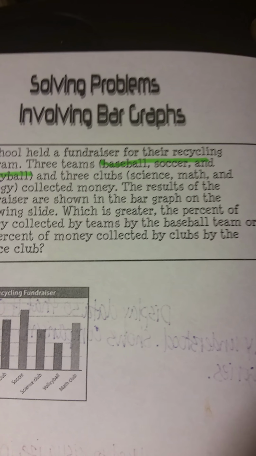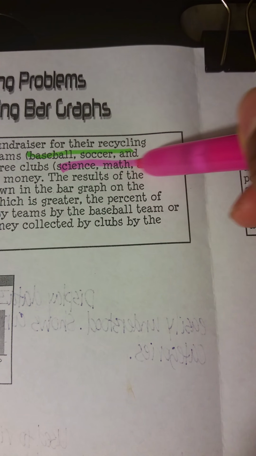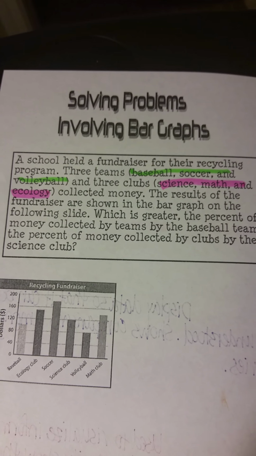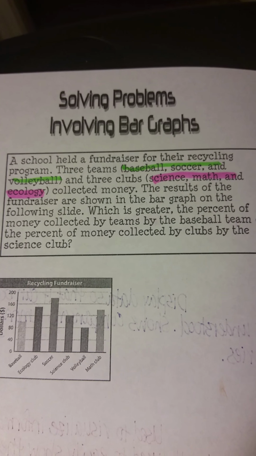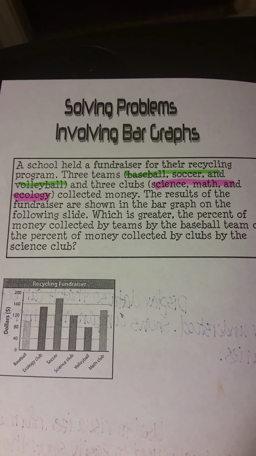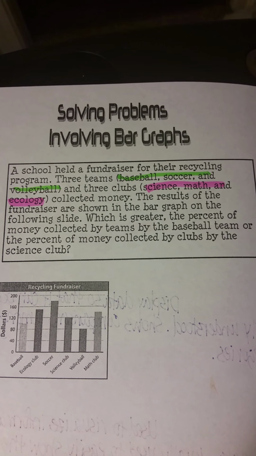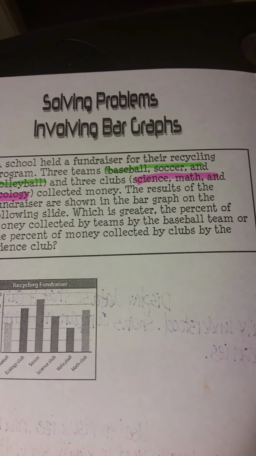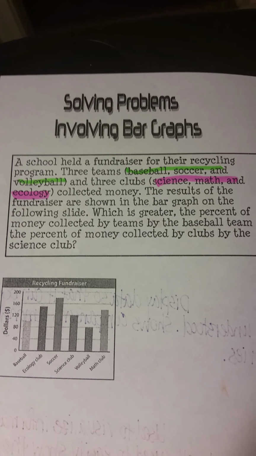And then there are 3 clubs: the science club, math club, and ecology club. They collected money. The results of the fundraiser are shown in the bar graph right here. Which is greater, the percent of money collected by the teams, by the baseball team, or the percent of money collected by the clubs, by the science club? So now, of course, we have a comparison here. We have to figure out how much each one of these is by looking at our bar graph.